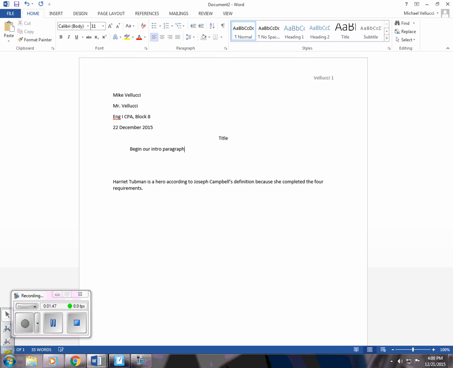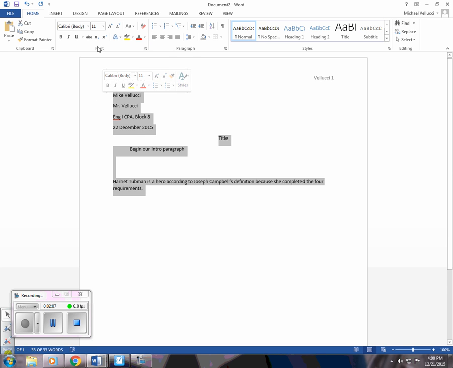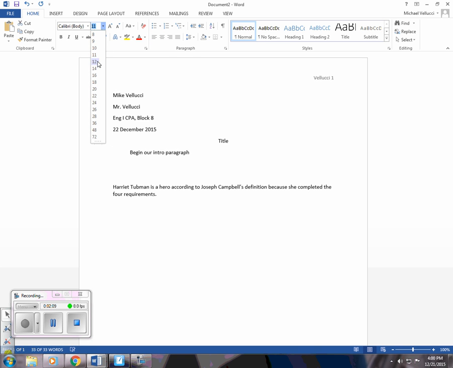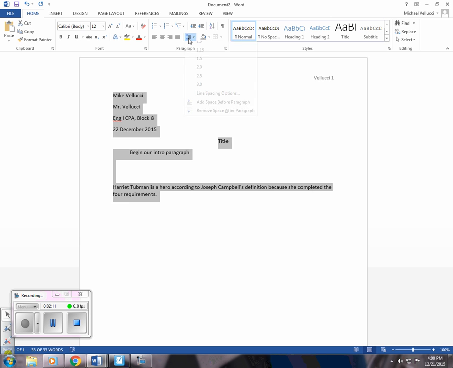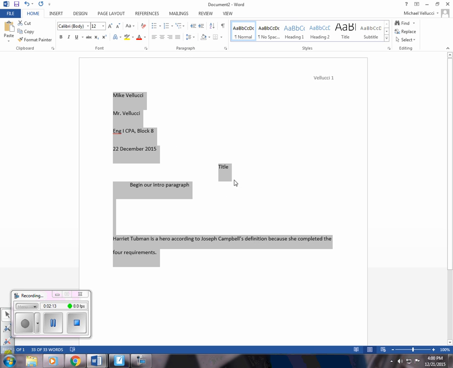Now, remember, we use ANT, the intention getter, then the necessary information, and then finally the thesis. We write this paragraph backwards. So we already have our thesis statement down here. Harriet Tubman is a hero according to Joseph Campbell's definition because she completed the 4 requirements. One thing I want to do very quickly is I just want to make sure all of this is formatted the same. So we're going to be size 12. We're going to be double spaced. Good, good. This is our thesis statement.